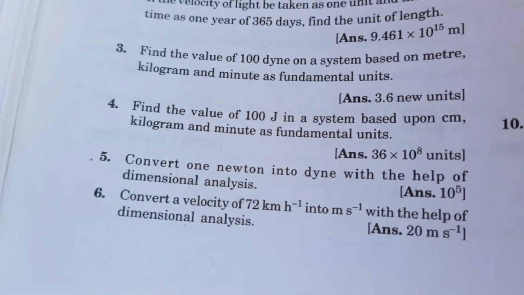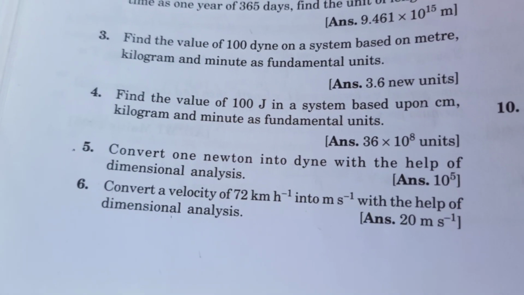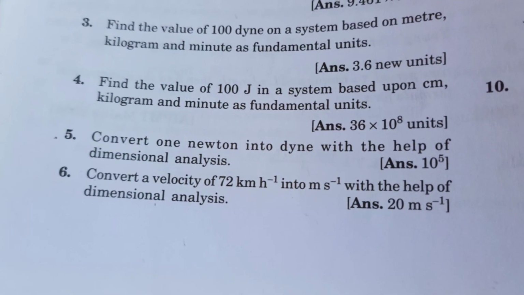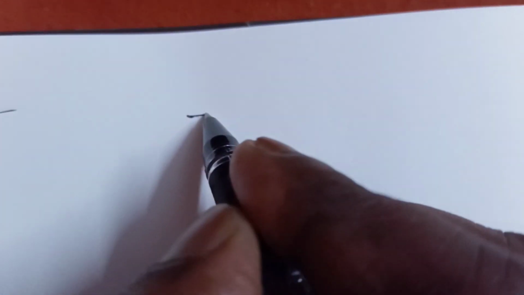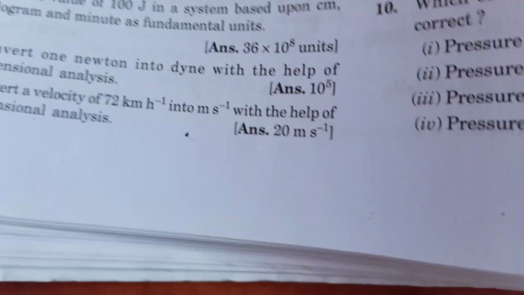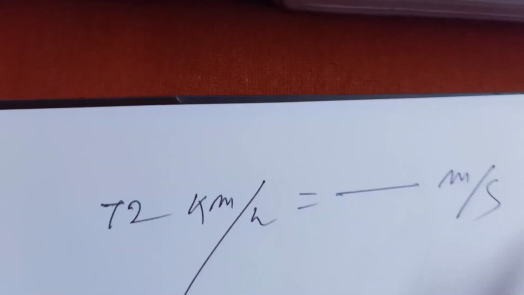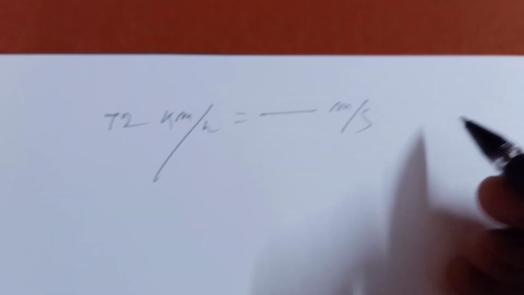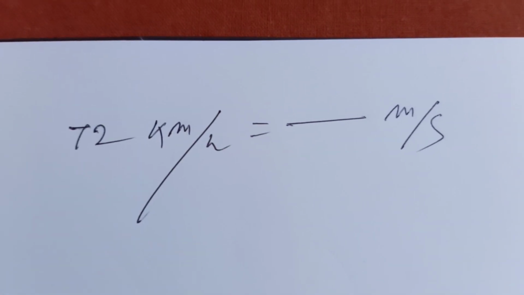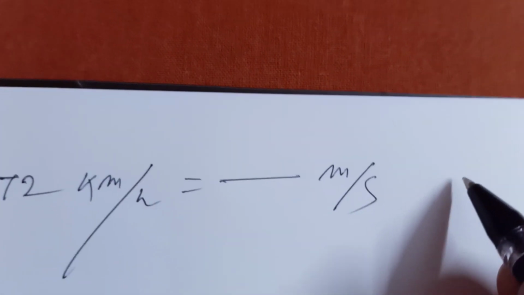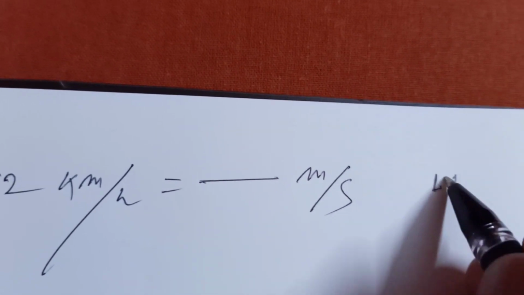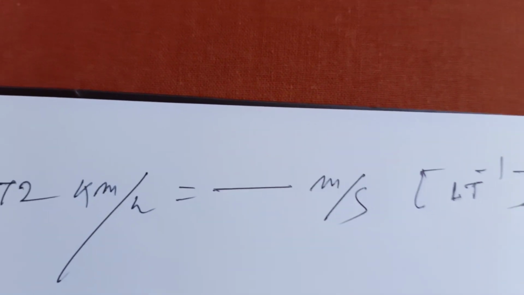So we take question number 6. Convert a velocity. You have to convert velocity, that is 72 kilometer per hour into meter per second. So 72 kilometer per hour is equal to dash meter per second. First of all, write down the main numerical, and beside it write down the dimension, that is LT minus 1.